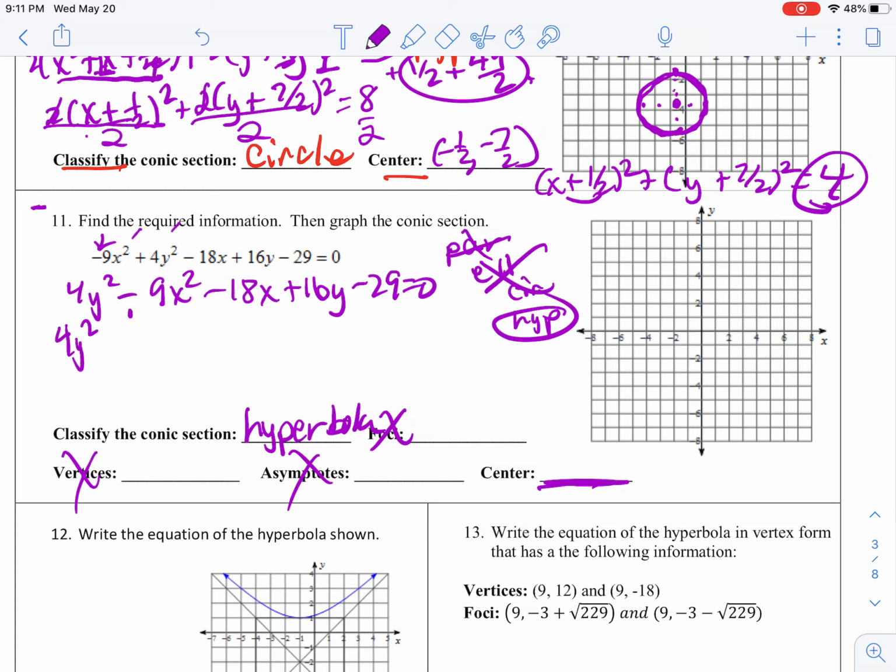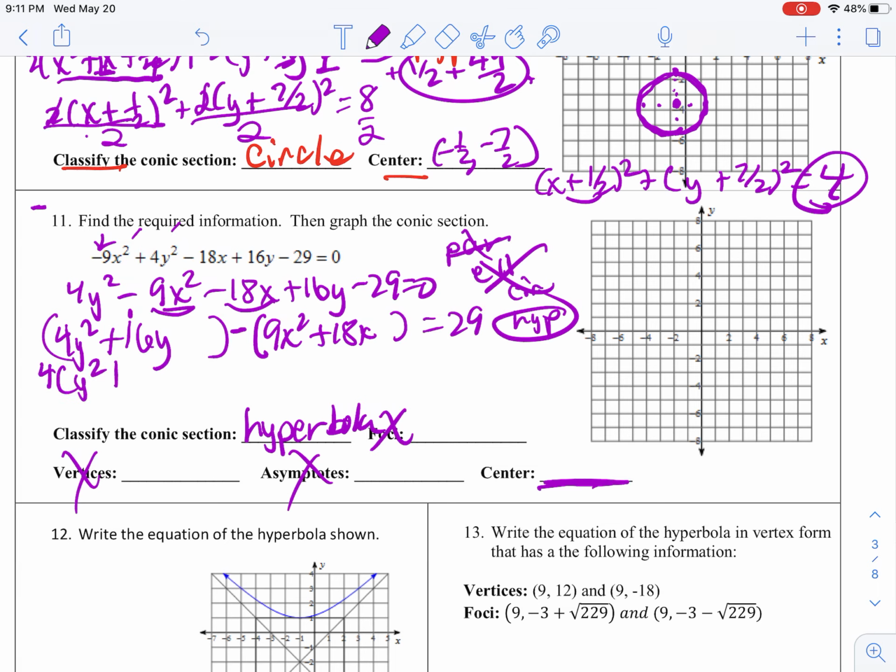All right, so I'm going to group my y's. 4y squared plus 16y. You want your positive one to be first. Be really careful here. I'm going to group my x's. I'm going to factor out a negative, so that gives me 9x squared plus 18x. Be really careful with your negative. I'm going to move my 29 over. Take out a 4. That gives me y squared plus 4y. Logically, I would take out a 9, x squared plus 2x.